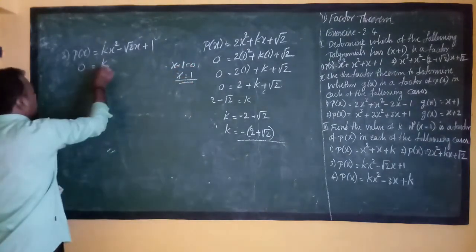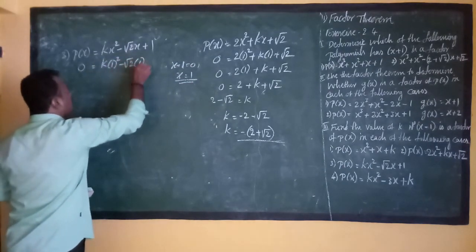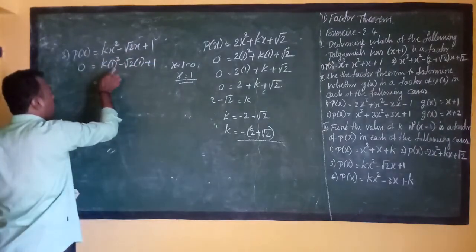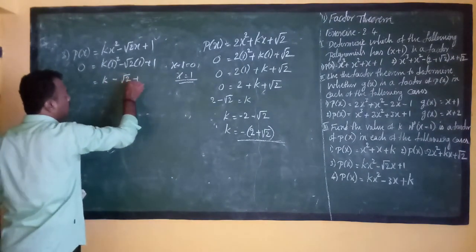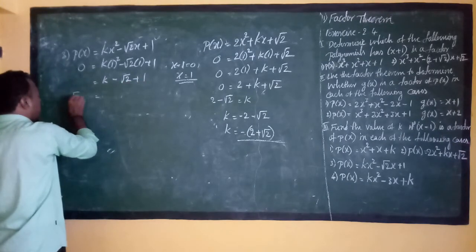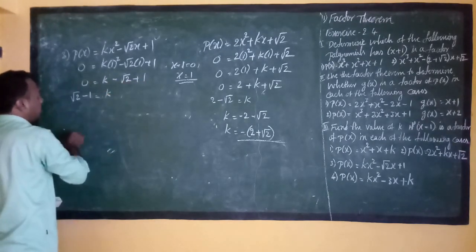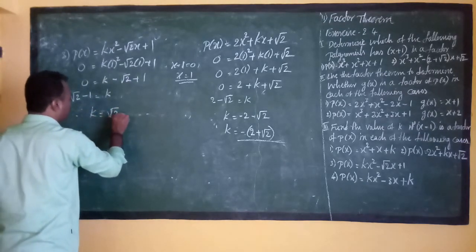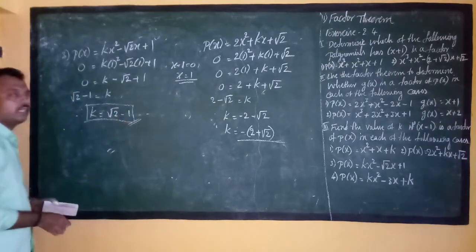That value you have to substitute here: 1 square minus root 2 into 1 plus 1. Next, k into 1 square means 1, so k minus root 2 into 1, which is root 2, plus 1. And then if it comes across, plus root 2 and plus 1 become minus root 2 and minus 1, and that becomes k. Therefore k is equal to root 2 minus 1. This is the value of k in the P of x.